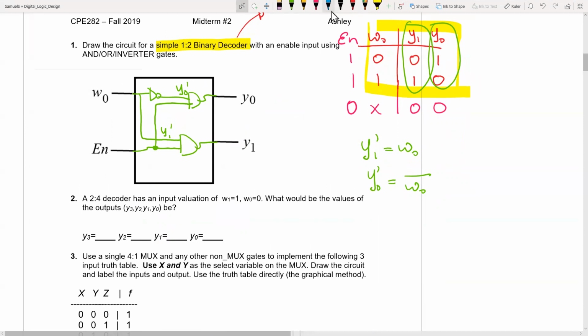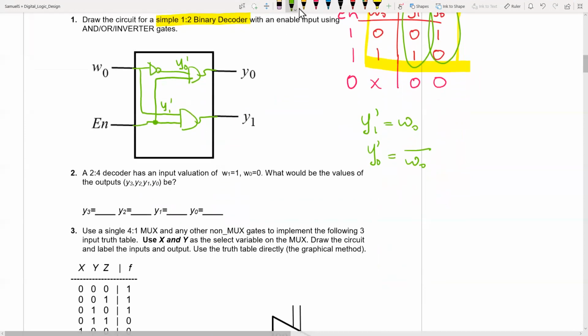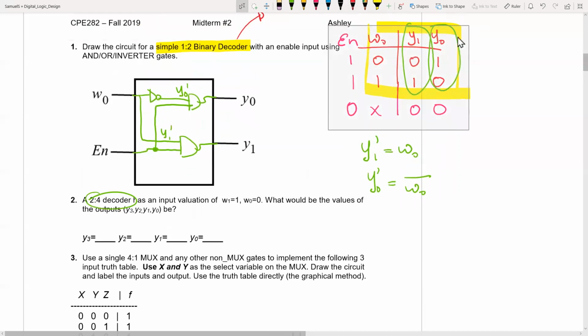All right. So now we're on question 2. Question 2 says a 2 to 4 decoder has an input valuation of W1 equal to 1 and W0 equal to 0. So this is a 2 to 4 decoder. It's similar to what we did up here with the 1 to 2 decoder. A 2 to 4 decoder is no different. It just has 2 inputs this time and 4 outputs, y3, y2, y1, y0.